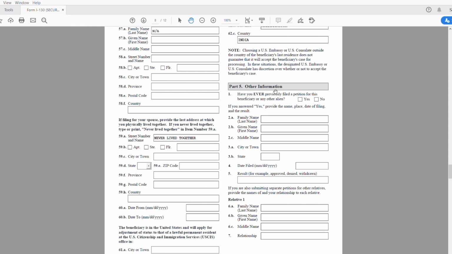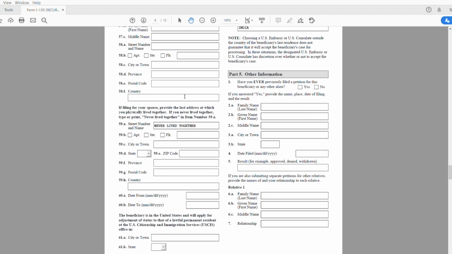Okay. Part 5, Other Information. Have you ever previously filed a petition for this beneficiary or any other alien? So if you filed an I-130 form for anyone else previously, you would indicate that here. Here, Mr. Patel has actually filed a petition for his sister. So we would go ahead and enter that information here. So if you entered yes, please provide the name, place, the date of filing, and the result.